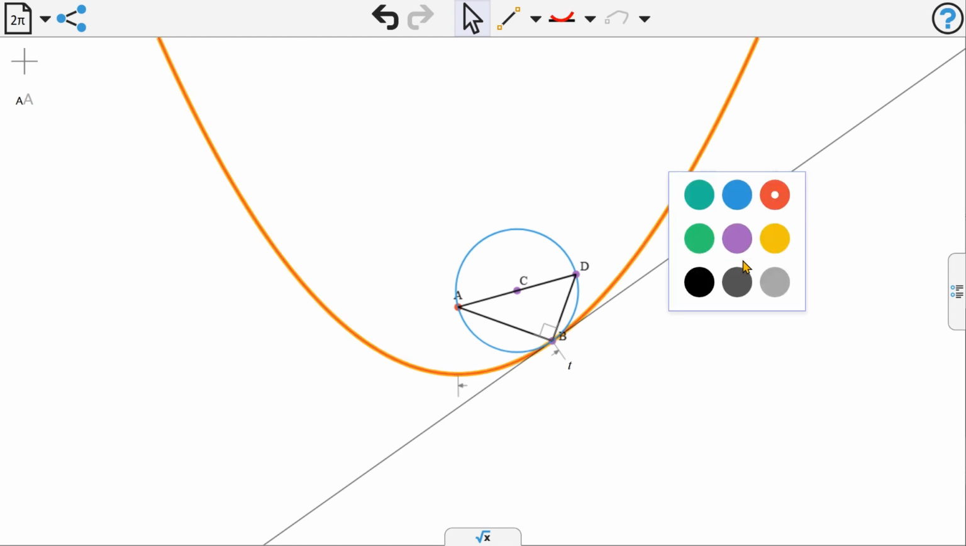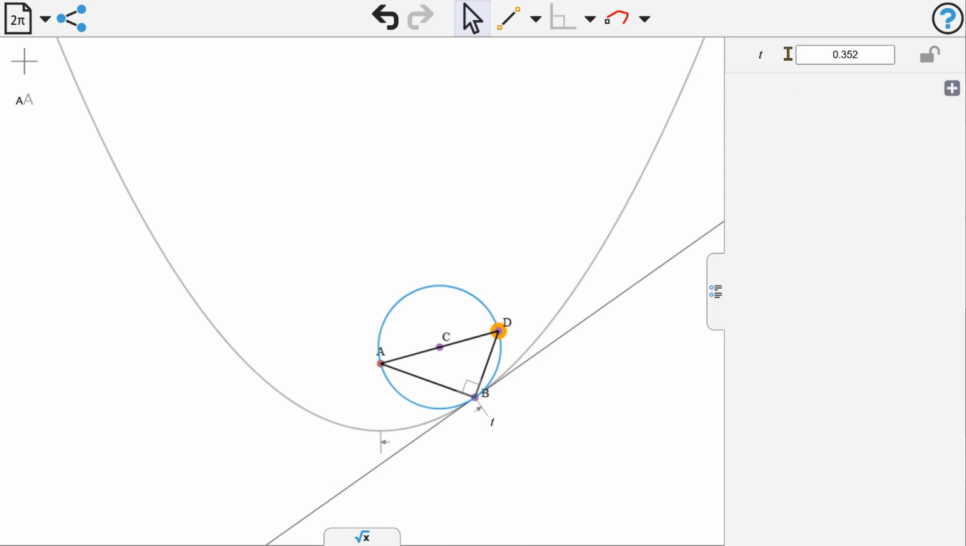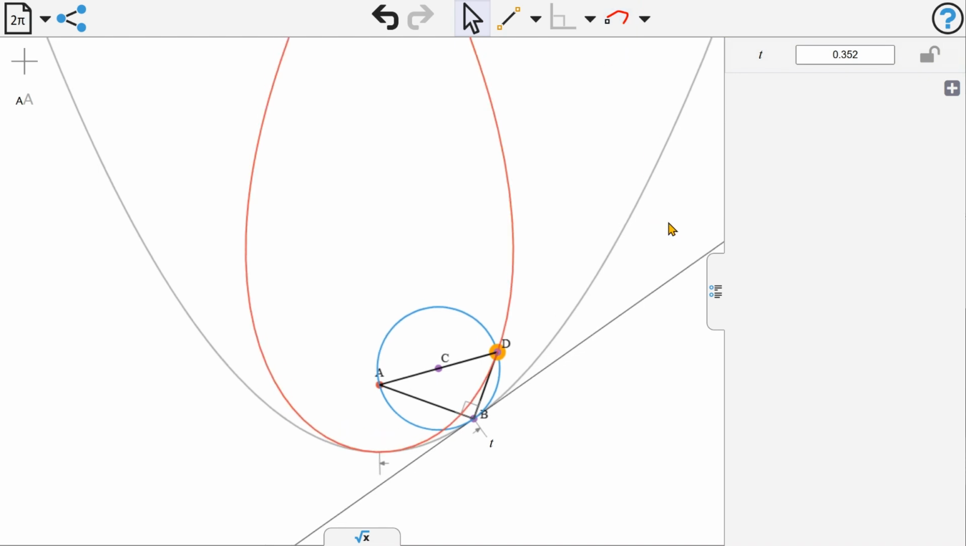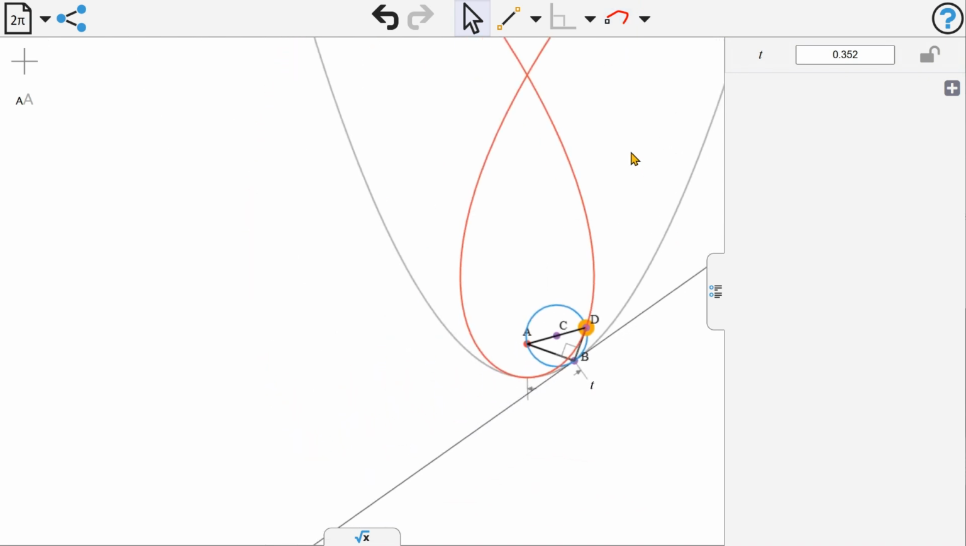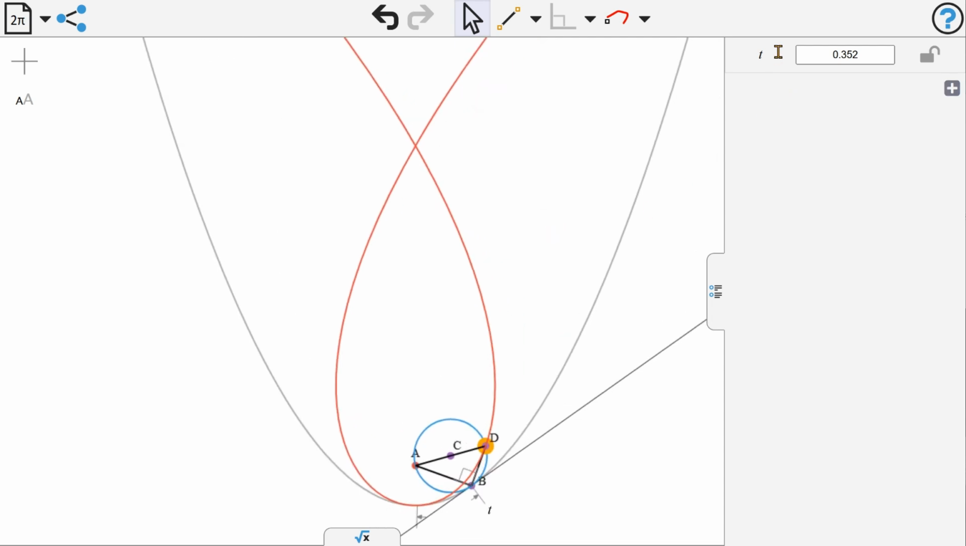But if we take the locus of D as t changes, so as we run t up and down the parabola, make it go from -1 to 1, then the locus of D is our caustic. There it is. Yeah, it looks like that.